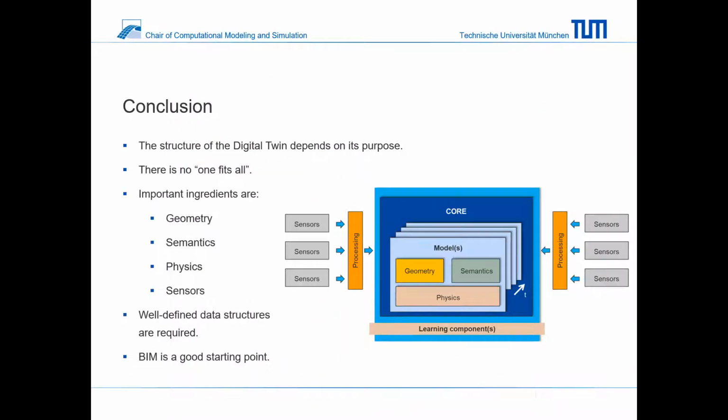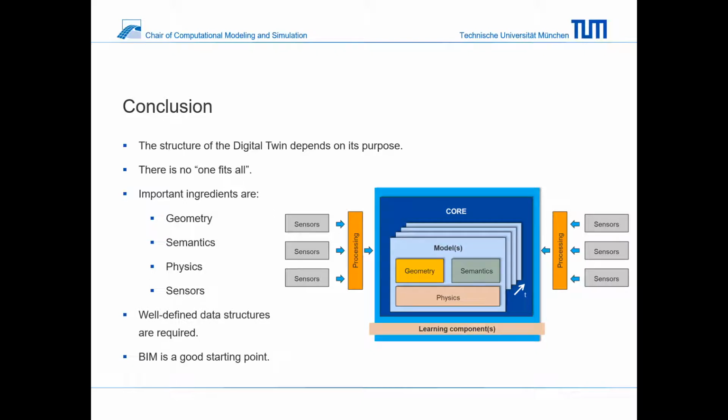So to conclude, I must say that the structure of the digital twin, which was the title of my talk, really depends on the purpose. It's really hard to make any generic statements on the structure of the digital twin. There is definitely no one-size-fits-all for all the digital twins. We have seen some important ingredients. Essentially, geometry is very often an important ingredient. We have seen semantics is important. Physics might be a very important part of the digital twin. Sensor data, processing of sensor data.